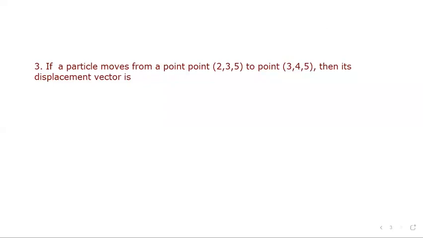A particle moves from the point 2, 3, 5 to another point 3, 4, 5. Then its displacement vector is, displacement in the sense, final position minus initial position only. First of all, you write the initial position, then the final position. Generally, the position vector is represented with R only. So I will write R initial, and of course it is a vector, R i bar.